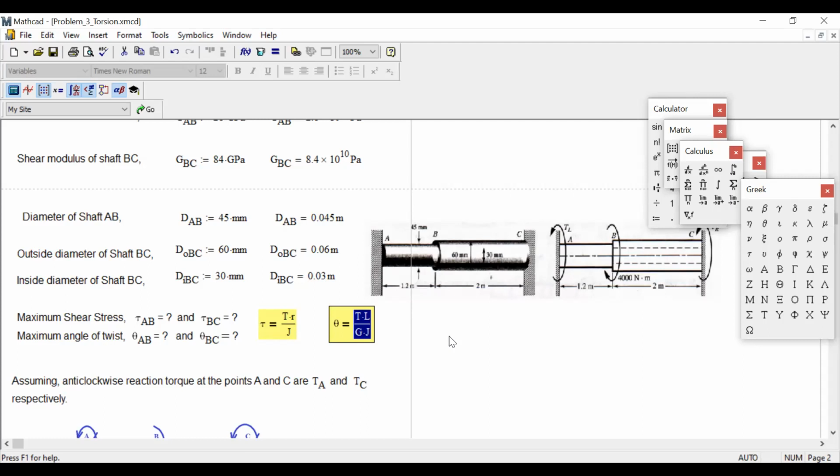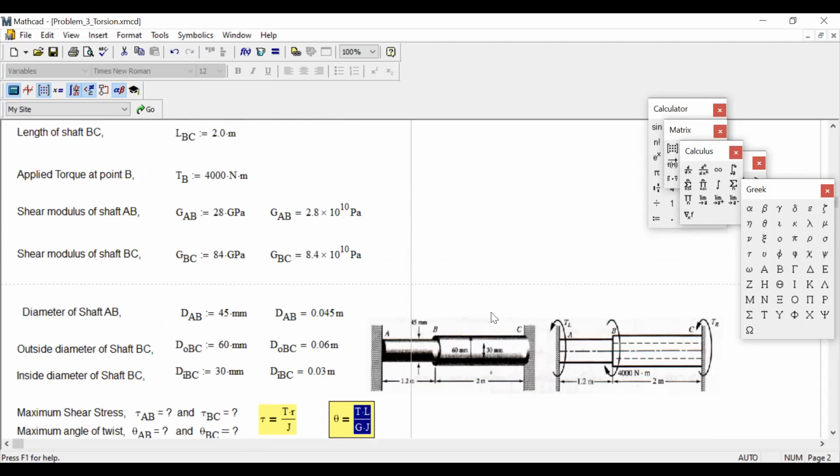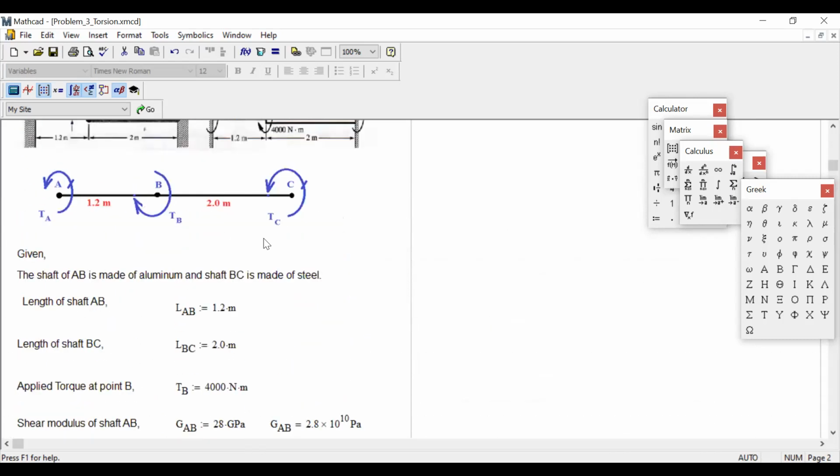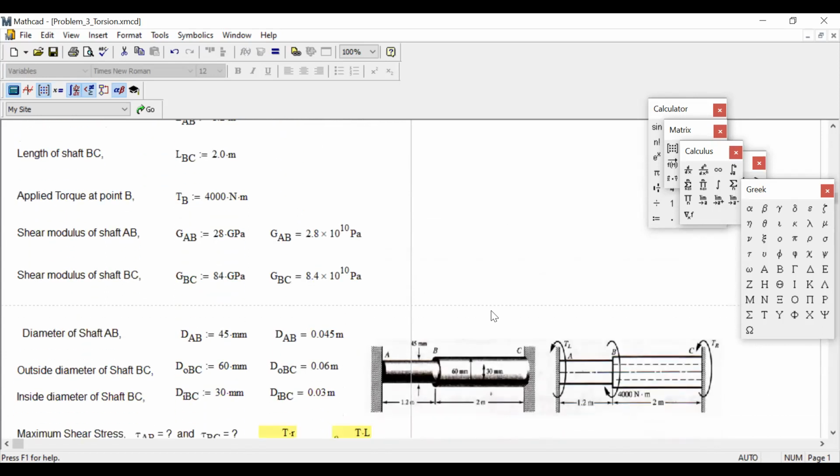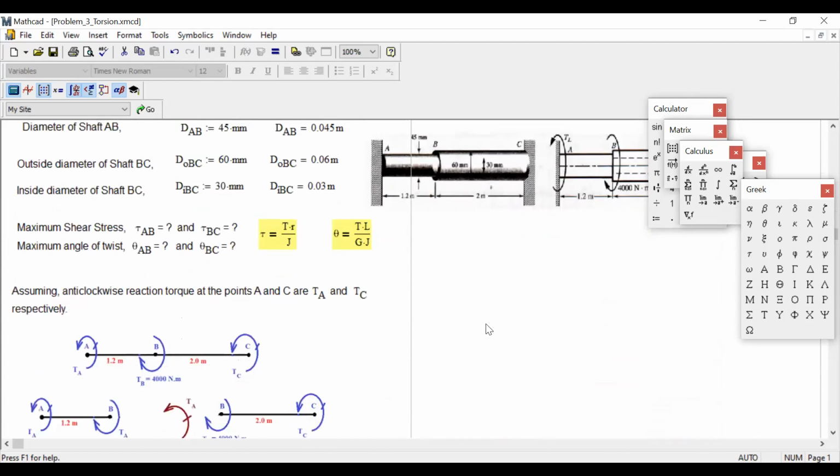So by using these two formulas, we will figure out the value of TA, TC. Also, we'll figure out how much torque in AB and how much torque in BC. Then we can figure out the value of theta and also shear stress.